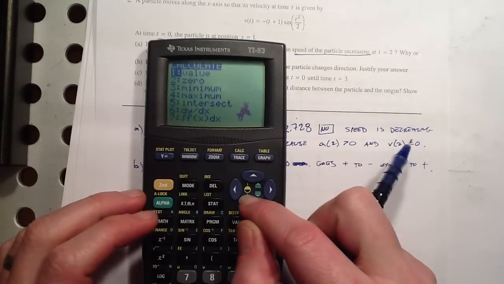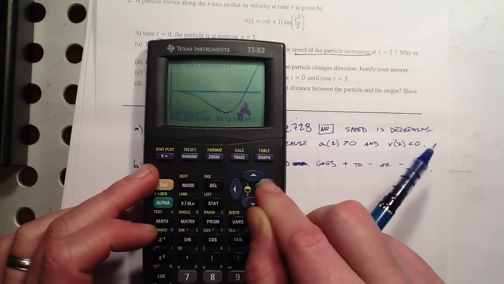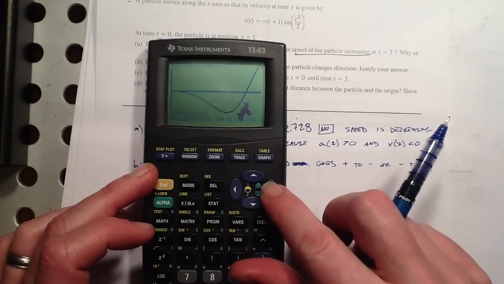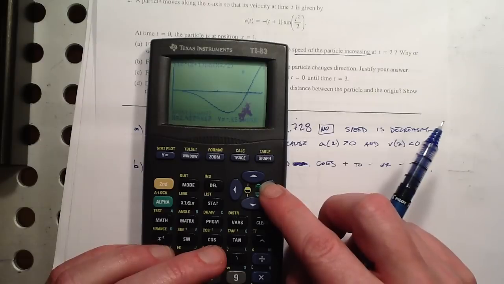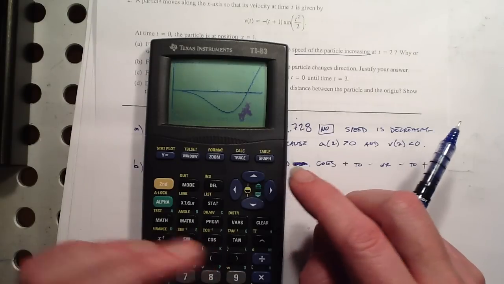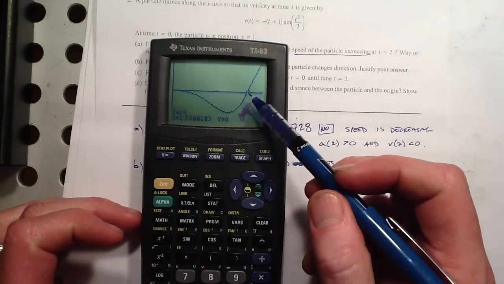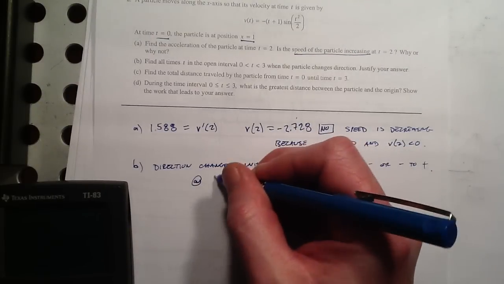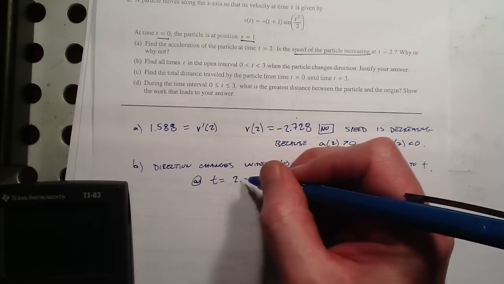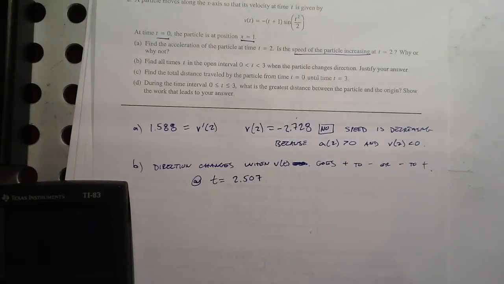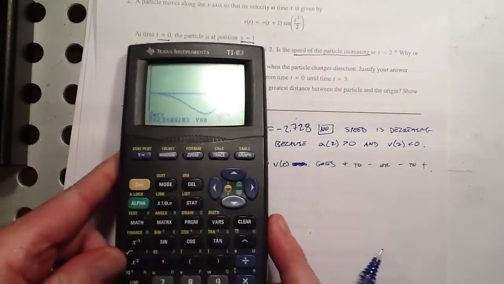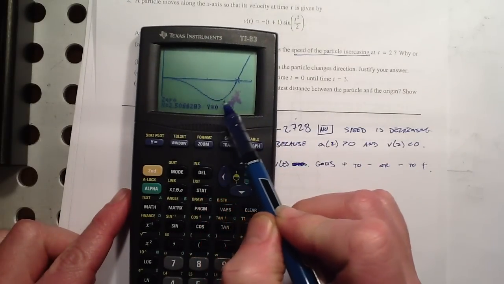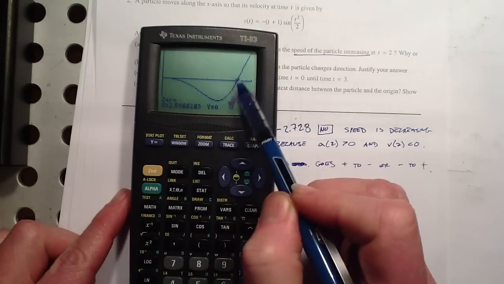So second calculate, let's find that 0. You can just type in the values, right? Or you can play this game with the cursor. 2.507. Right? So in fact, just to say a little bit more about that, the particle would be moving to the left and then to the right. These are negative velocities and then positive velocities.